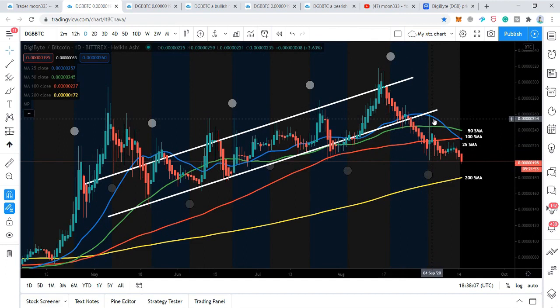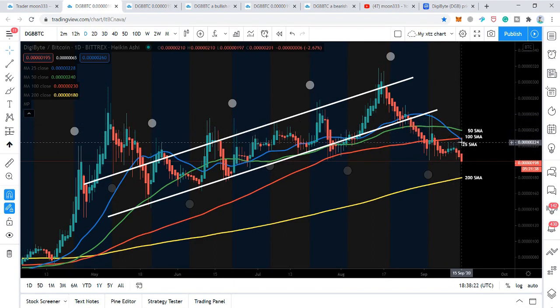It has broken down the 25, 50, and 100 simple moving averages, and we can see that this 25 simple moving average is moving down. It has crossed down the 50 simple moving average.